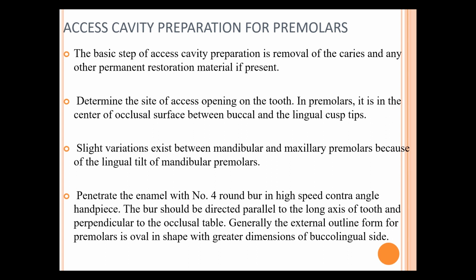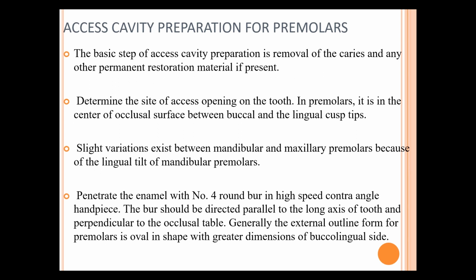Now coming to access cavity preparation for premolars. The basic steps of access cavity preparation are removal of caries and any other permanent restoration material if present. Determine the site of access opening on the tooth. In premolars, it is in the center of the occlusal surface between the buccal and lingual cuspal tips. Slight variations exist between mandibular and maxillary premolars because of the lingual tilt of mandibular premolars.